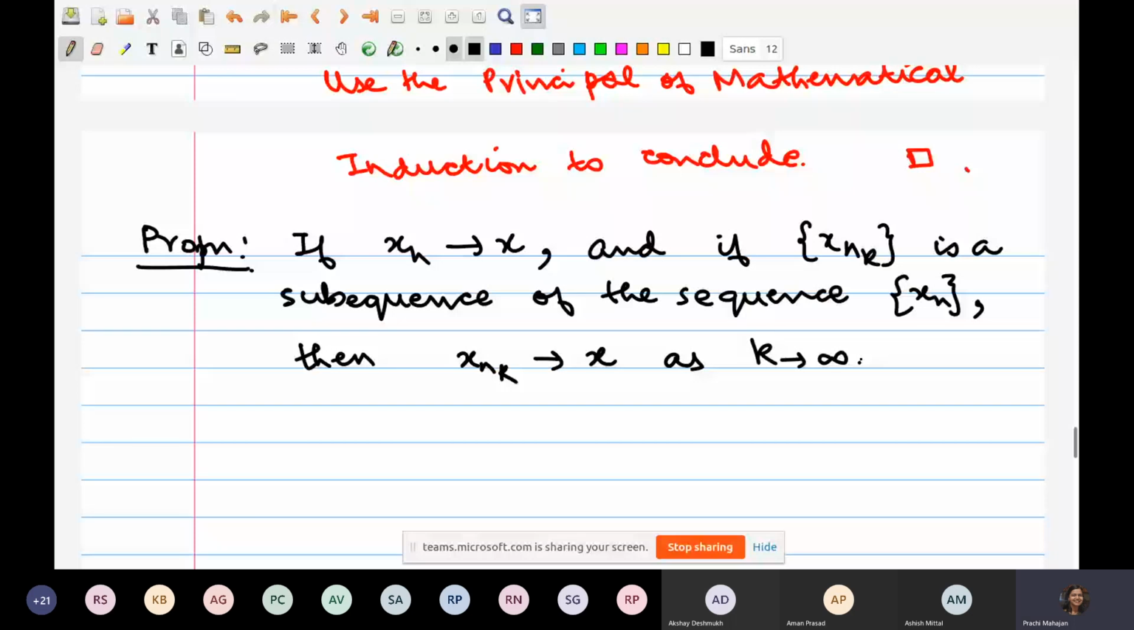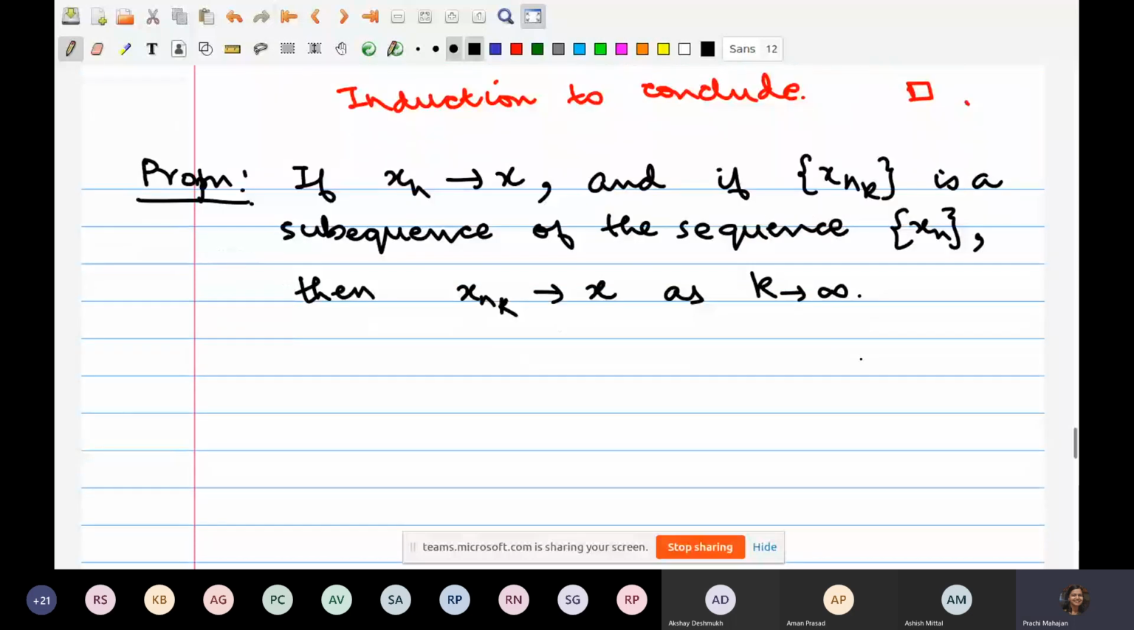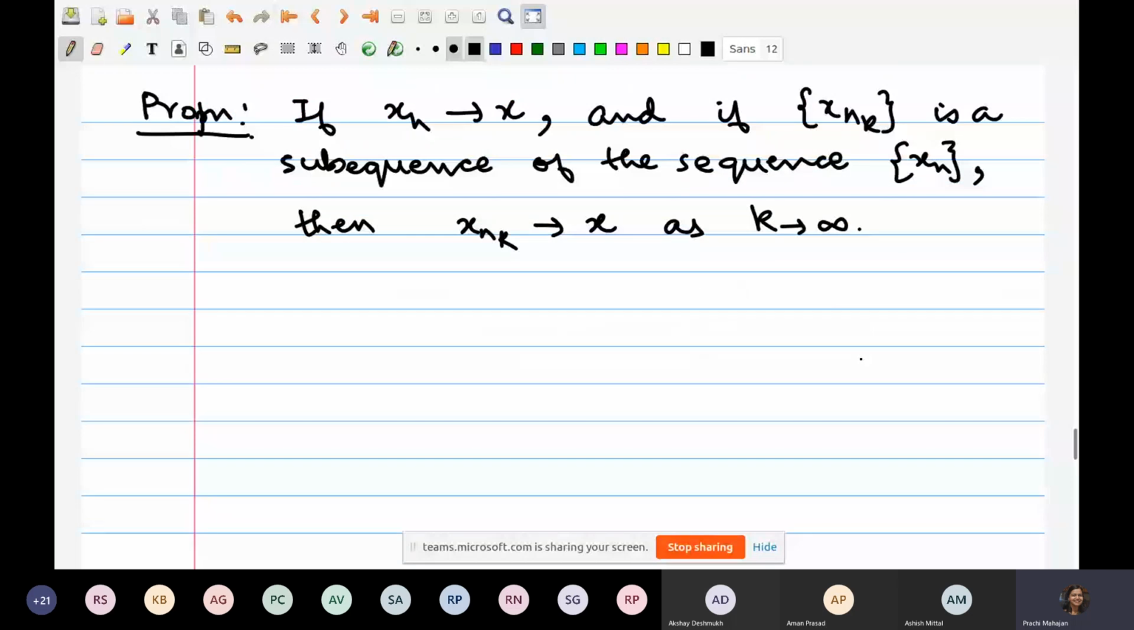Correct? Yeah. So I hope the statement is okay with everybody present here. So let me try to illustrate the proof. So what do we do? So let's fix some epsilon. And let's remind ourselves what it is that we are to prove.